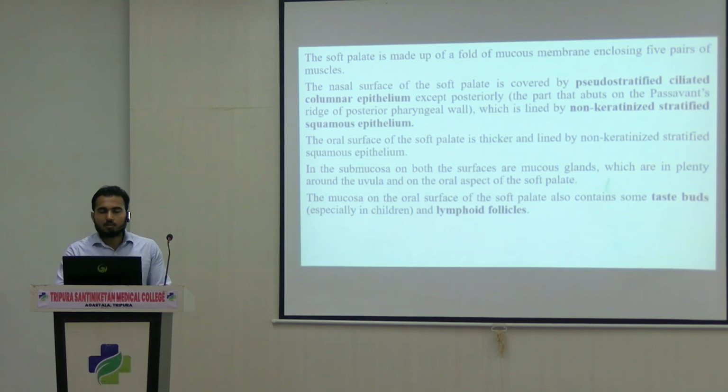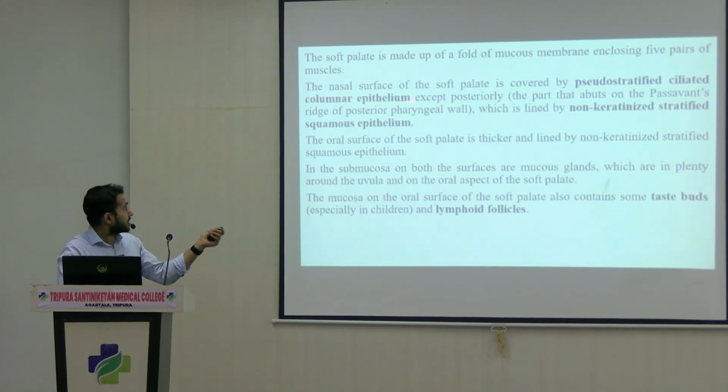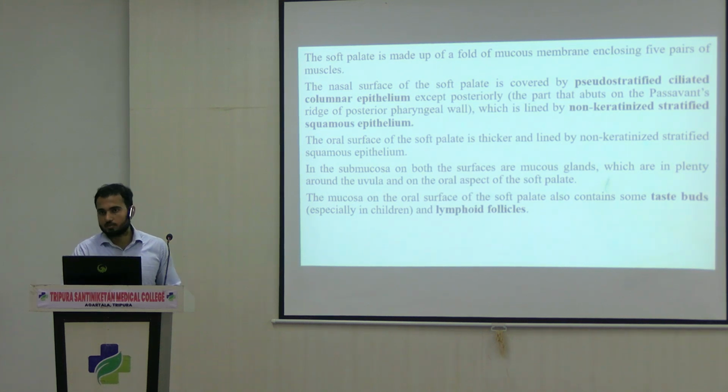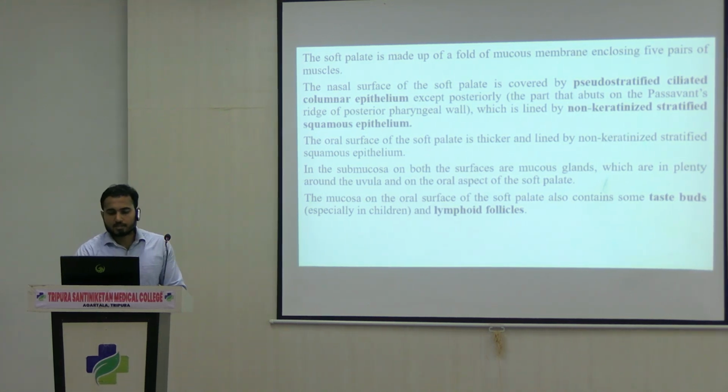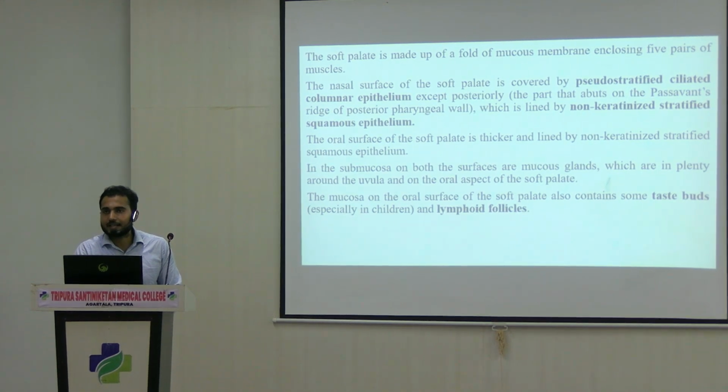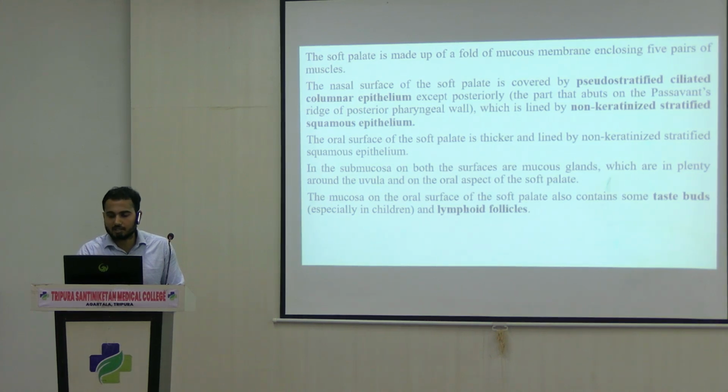Okay. Now the nasal surface is lined by which epithelium? As you can see, pseudostratified ciliated columnar epithelium. Okay, and the oral surface is lined by non-keratinized stratified squamous epithelium, which I have shown you just now. Okay. Next, in the submucosa, mucus secreting glands are present.